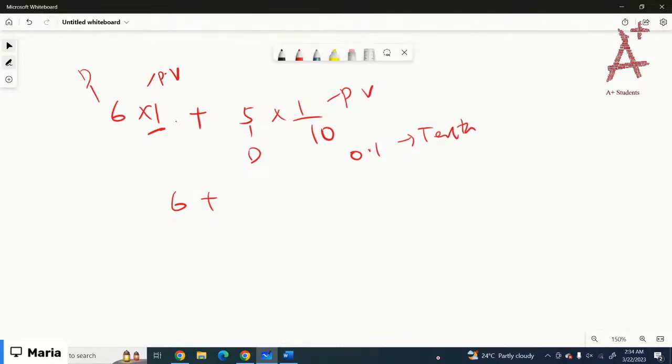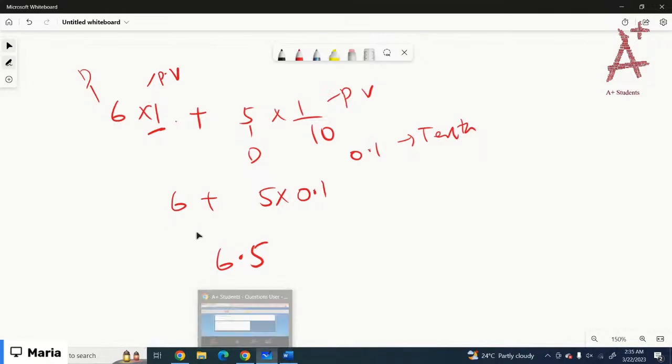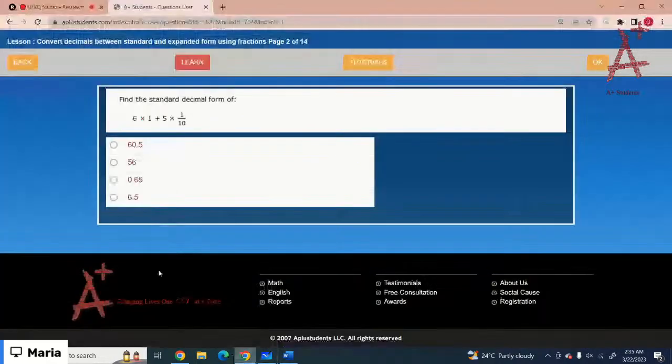So it would be 6.5. Got it? So the correct option is 6.5. That is option number 4. 4 is the correct option.